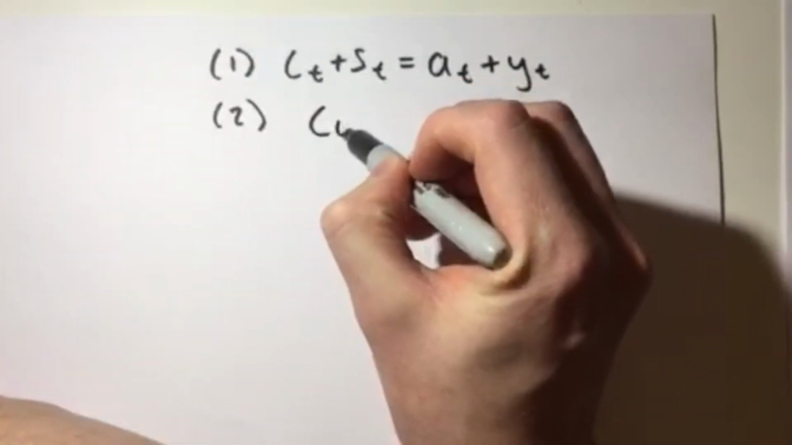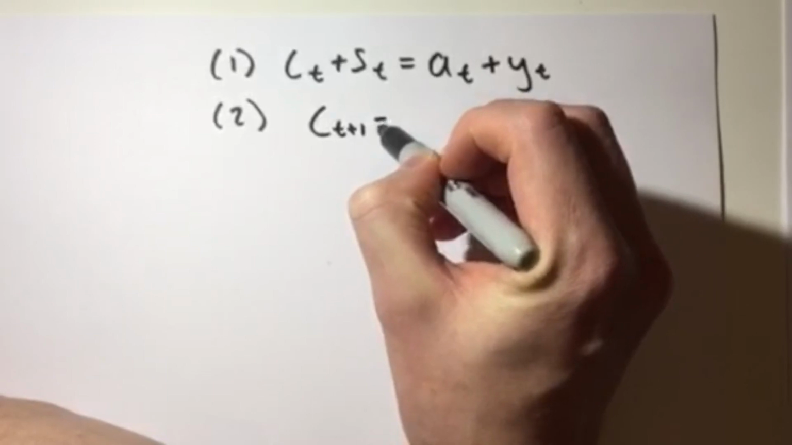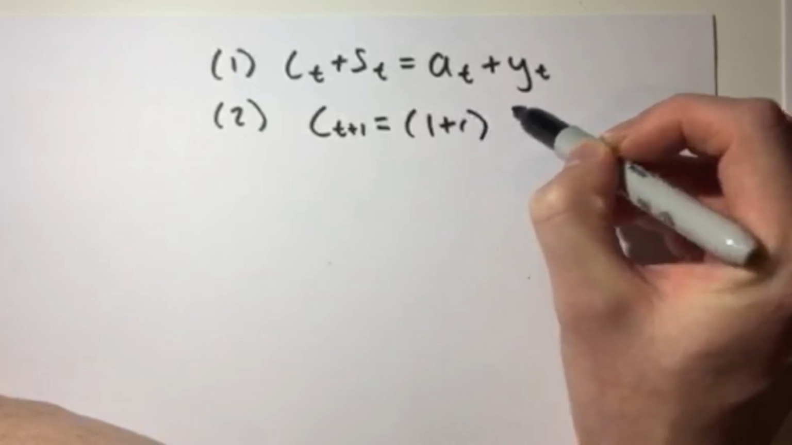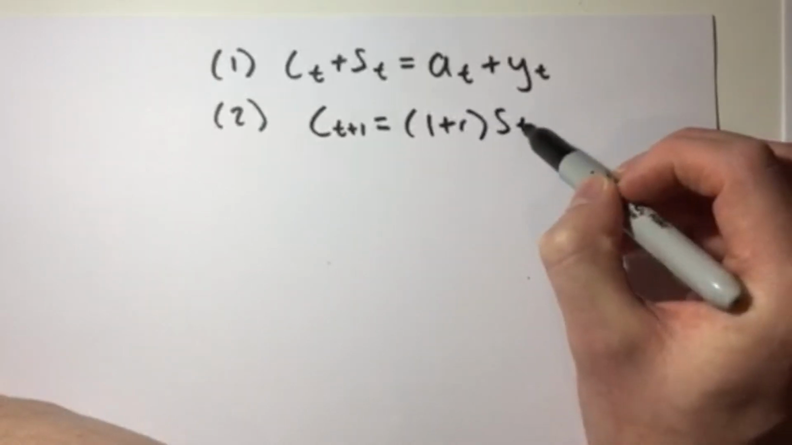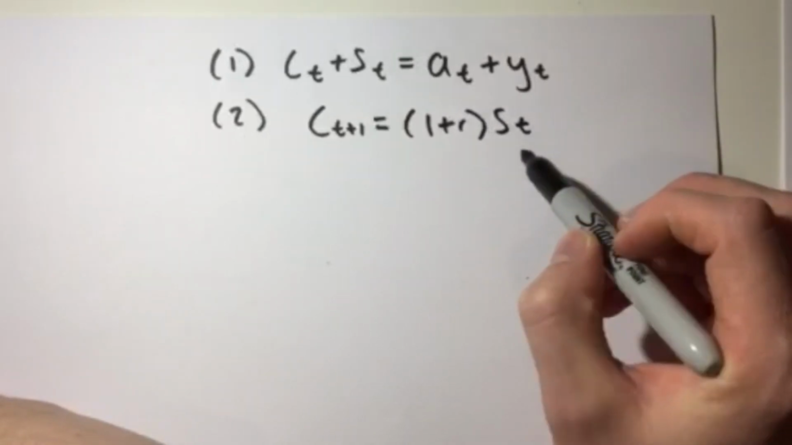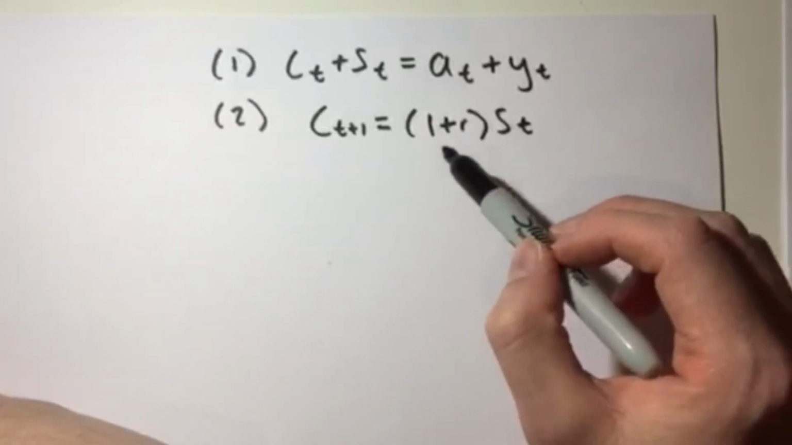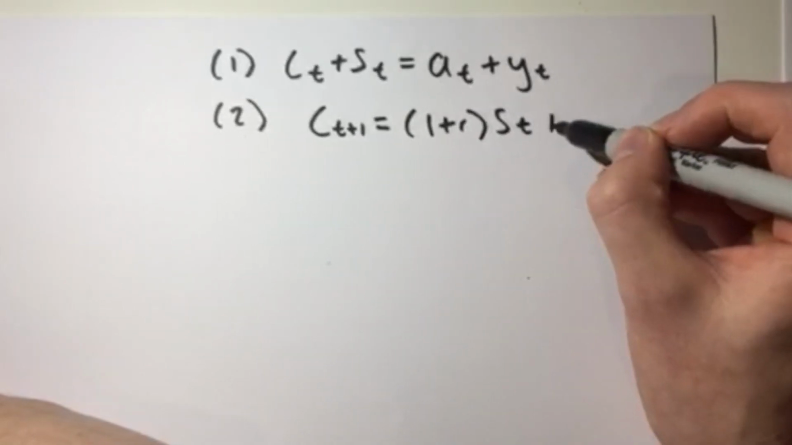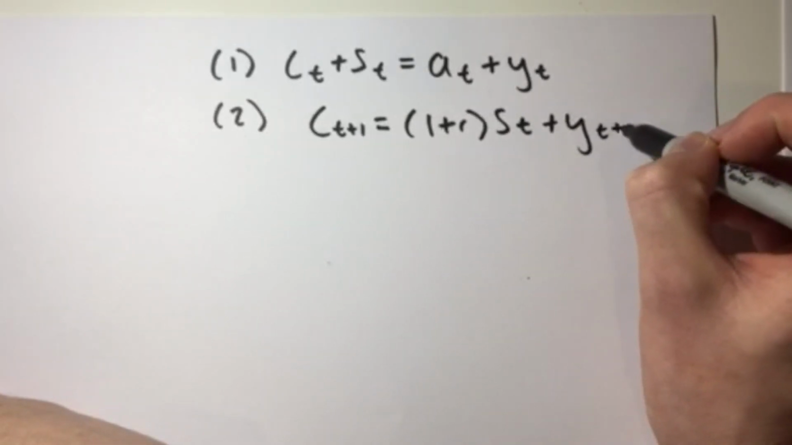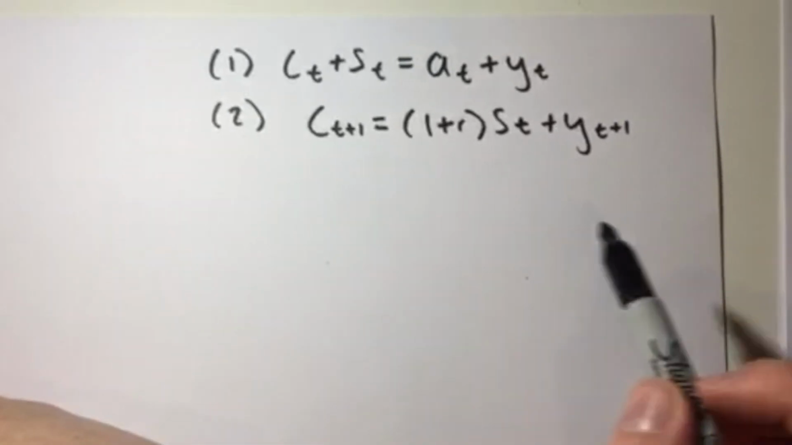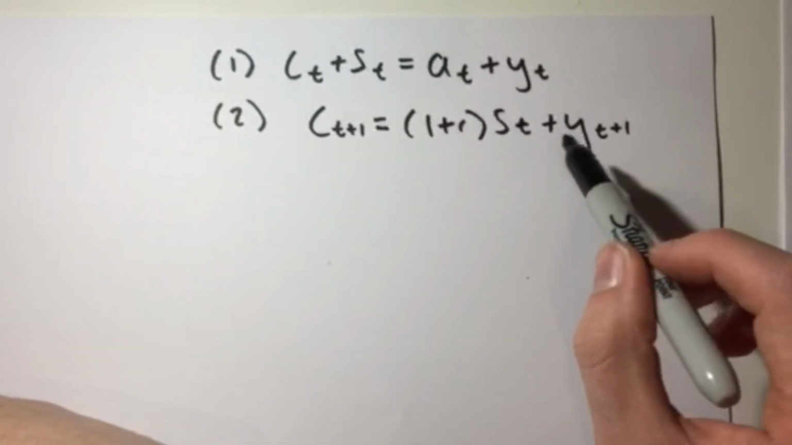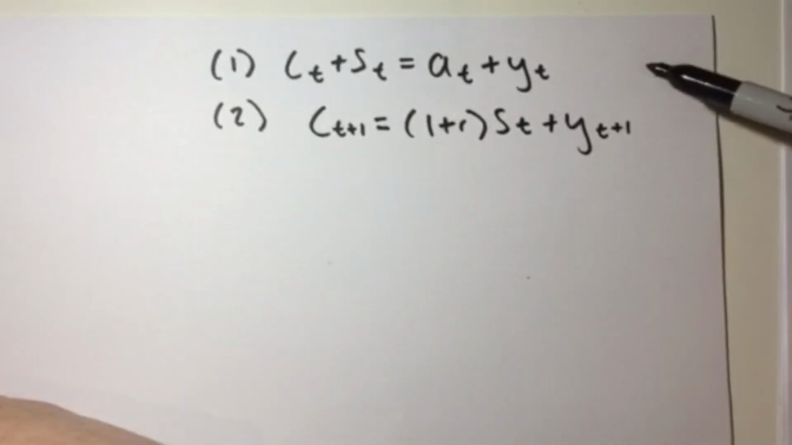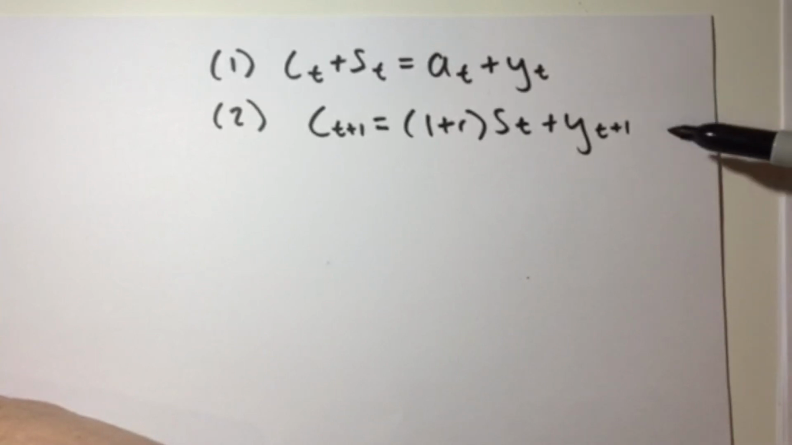So C_{t+1}, consumption in the second period, is going to be equal to 1 plus r, where r is the interest rate, multiplied by our savings. So what we saved in the first period is now earning interest over time, which is contributing to our consumption in the second period, plus our income in the second period. So everything we consume in the second period is equal to what we get as income, plus the return on what we saved in the first period. So these are our 2 budget constraints for period 1 and period 2.